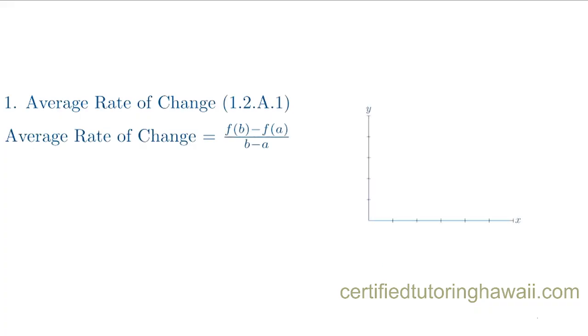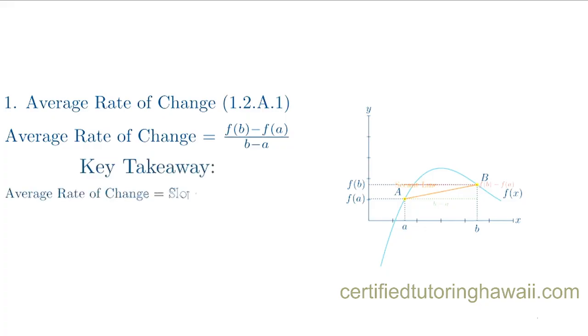Let's see this visually. On a graph of f of x, we can plot the 2 points, a, f of a, and b, f of b. The expression f of b minus f of a is the change in the vertical direction, the rise. The expression b minus a is the change in the horizontal direction, the run. We can connect these 2 points with a straight line. This line is called a secant line. Notice that its slope is exactly f of b minus f of a over b minus a.